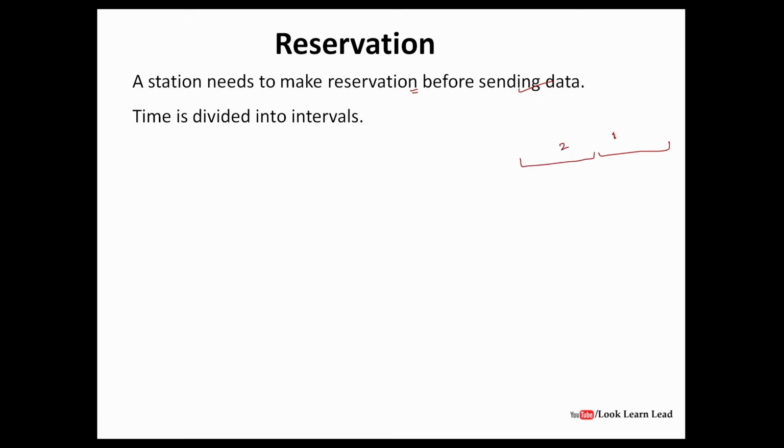In the first interval, suppose we have 5 stations: station 1, station 2, station 3, station 4 and station 5. Suppose station 1 and 2 want to send data, so there would be 2 data packets, for station 1 and station 2. This is the first interval, and this is the second interval. In the first interval, if these two have to send data, then station 1 and station 2 have to make reservations.